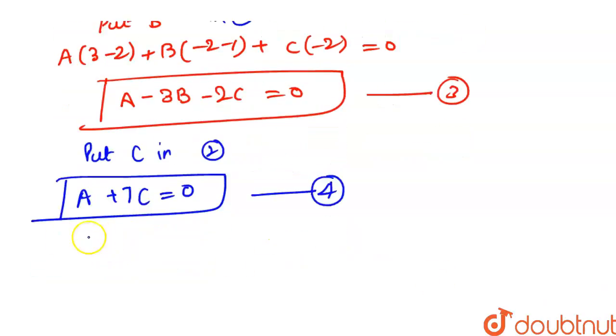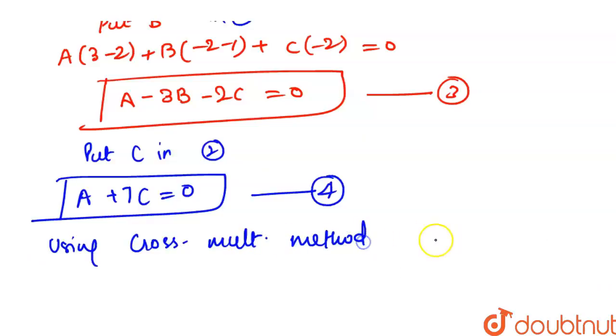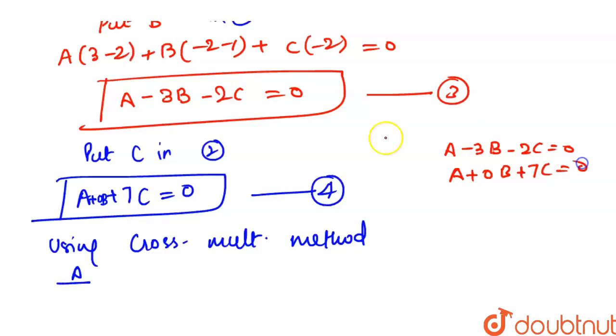Right, now we will use the cross multiplication method to find the values of A, B and C. We can write it as A plus 0 times B. The coefficient of B is minus 3 and the coefficient of C is 7, so we do cross multiplication here. Let's write it down as A minus 3B minus 2C is equal to 0, and the other one is A plus 0B plus 7C is equal to 0. For A, we cross multiply these two: minus 3 into 7 is minus 21, minus 2 into 0 is 0, right?